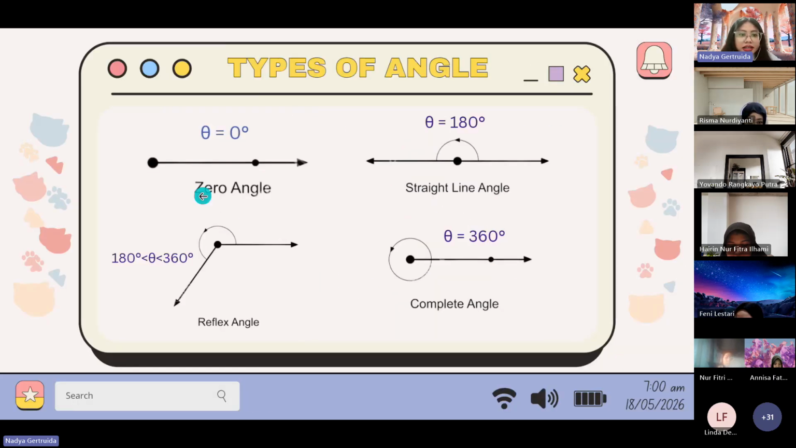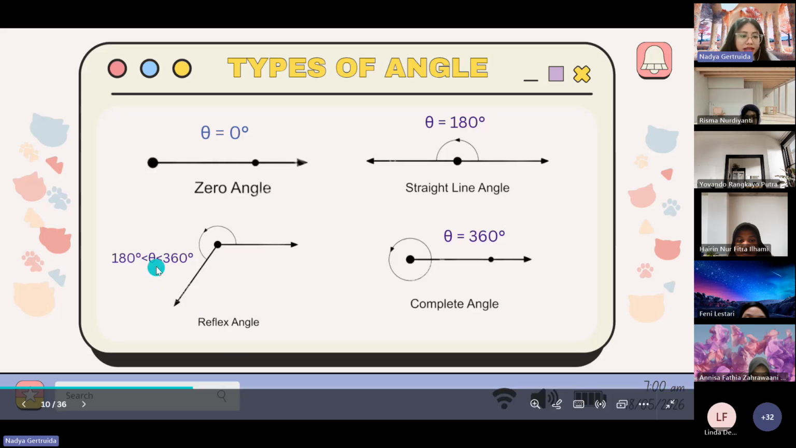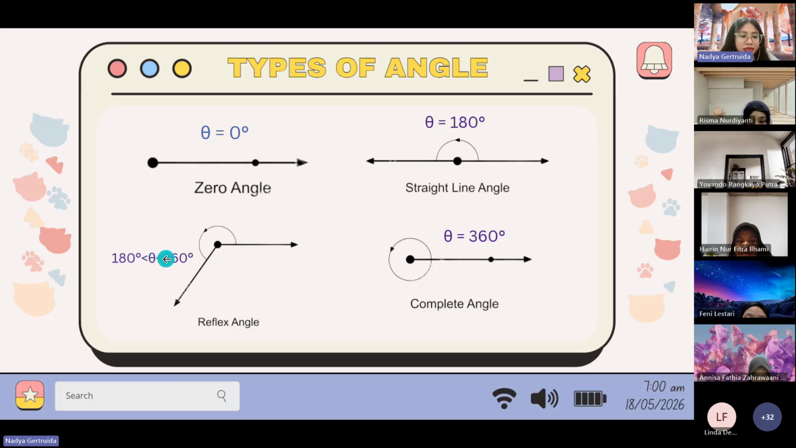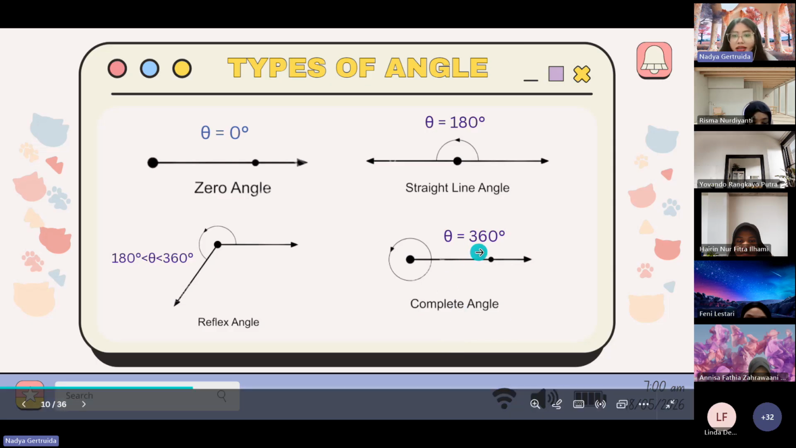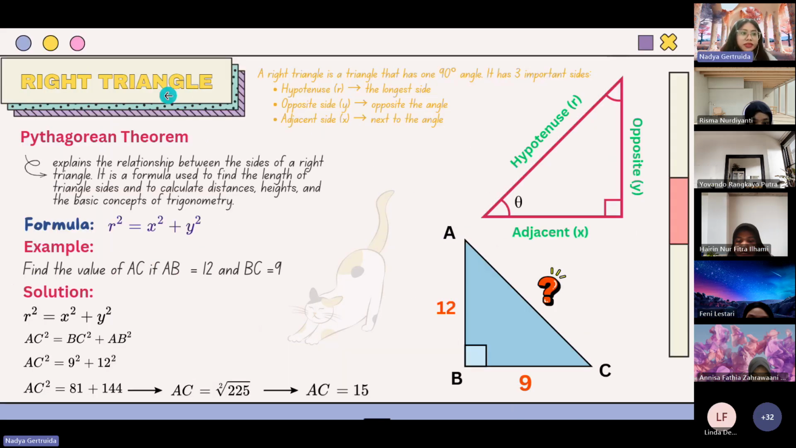And next, there is the zero angle, when theta is exactly zero degrees. And then the straight angle is when theta is exactly 180 degrees. And then there is also the reflex angle. This is when theta is greater than 180 degrees but less than 360 degrees. And the last one is the complete angle, when theta is exactly 360 degrees.